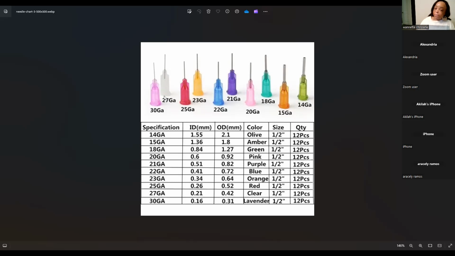But back to the needle. Bevel is the opening. It's always up.